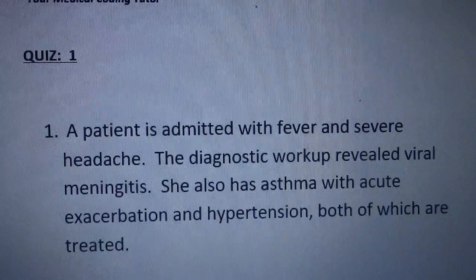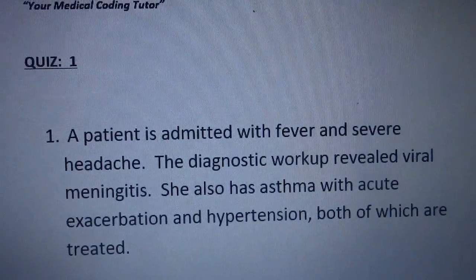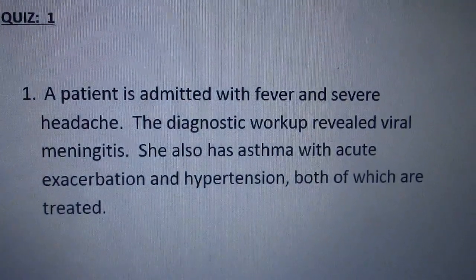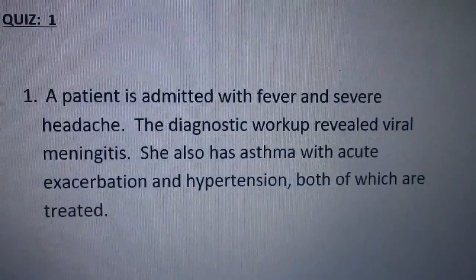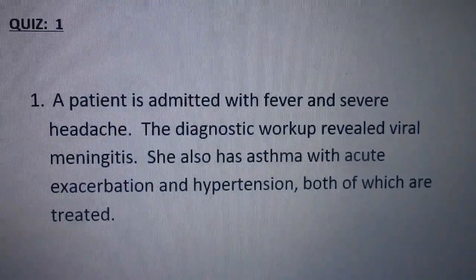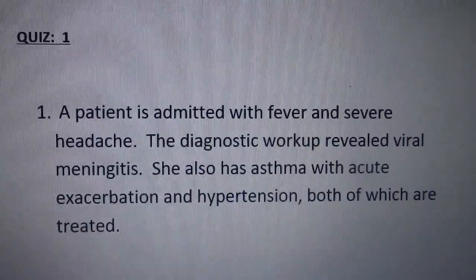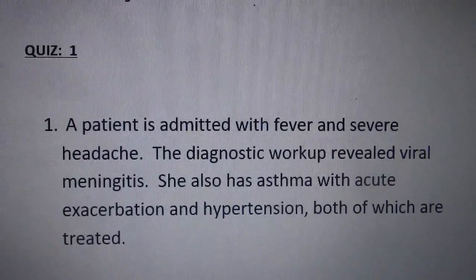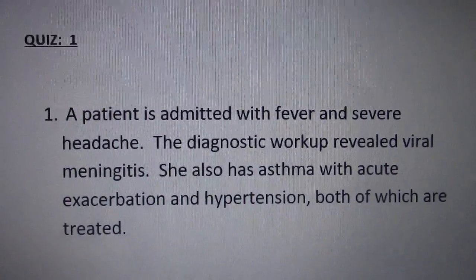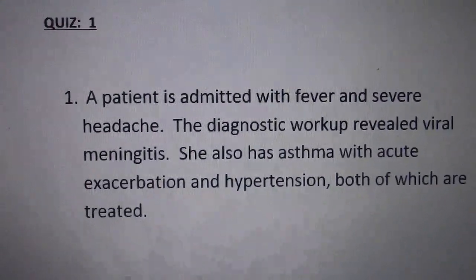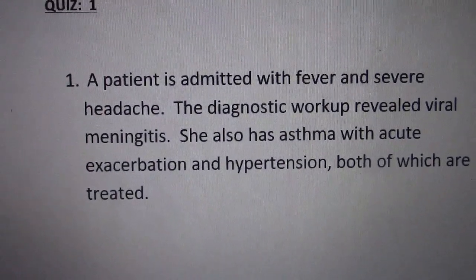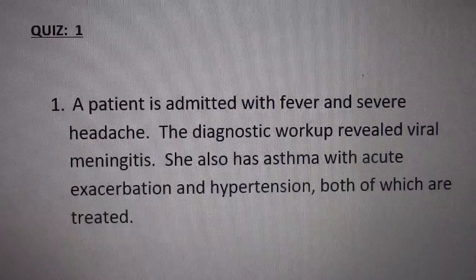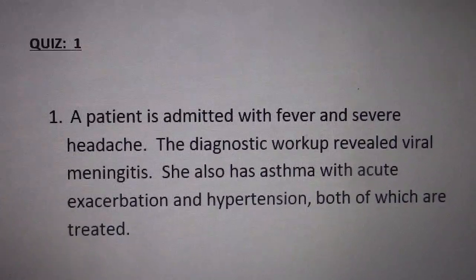A87.9. It also says she also has asthma with acute exacerbation and hypertension, and the key here, it says both of which are treated. Because they're treated, we code. So if I code asthma with acute exacerbation, I get J45.901, and for hypertension, I get I10. All right, so how did we do on number 1? The answers: A87.9, J45.901, and I10.